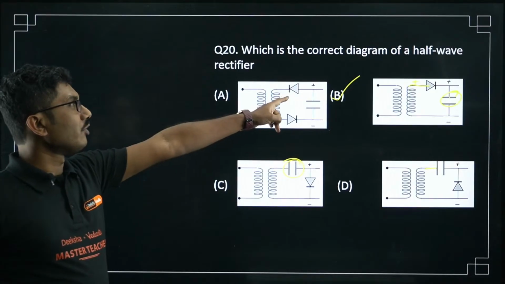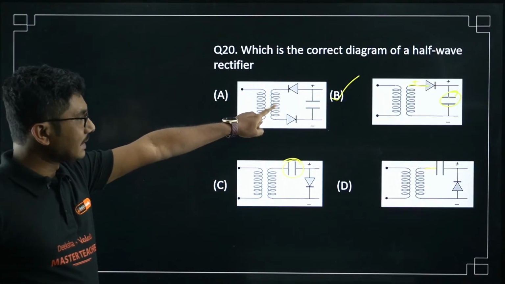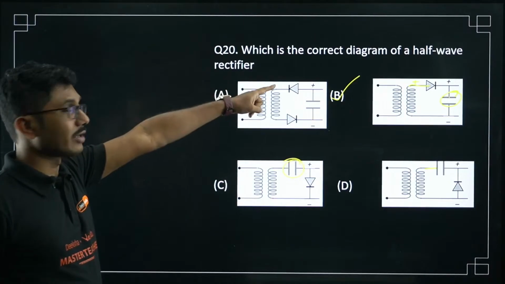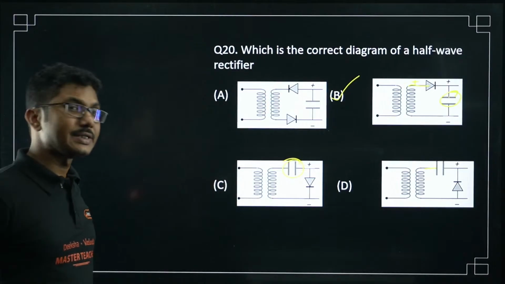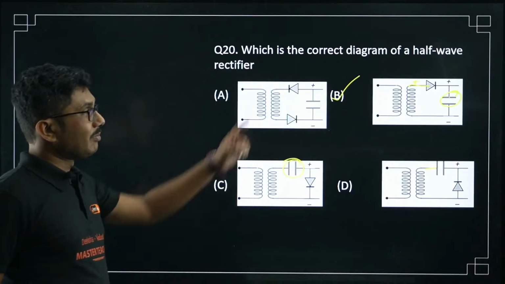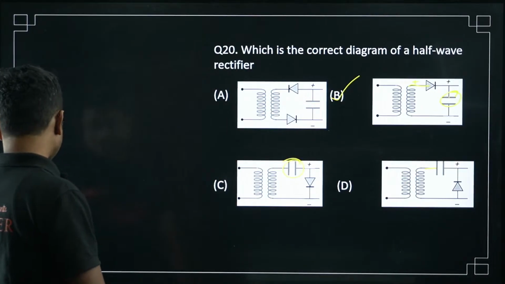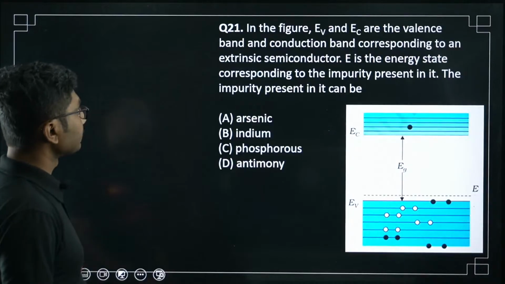This is the diagram for a full wave rectifier. Okay, you can consider this one to be a full wave rectifier, but in that case you have to have a resistor, not a capacitor. You cannot directly connect a capacitor for a full wave rectifier, but for a half wave rectifier you can directly connect it to a capacitor as well, no problem.